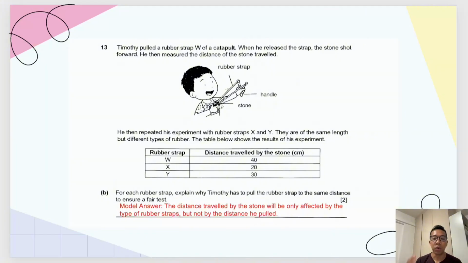So here is the model answer. The distance traveled by the stone will only be affected by the type of rubber strap, but not the distance he pulled.